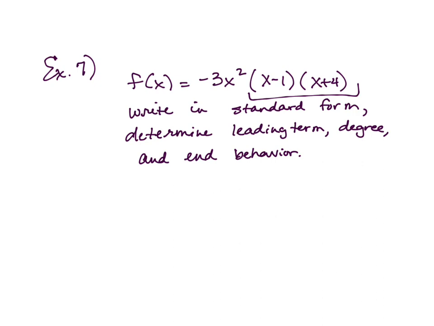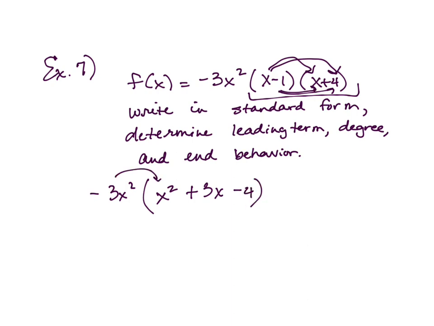We're going to FOIL those first. Okay, so I'm going to have my negative 3x squared in front. And then we're going to FOIL x minus 1 and x plus 4. So first we have x squared, and then plus 4x minus 1x puts me at plus 3x. Very good. And then negative 1 times 4 minus 4.